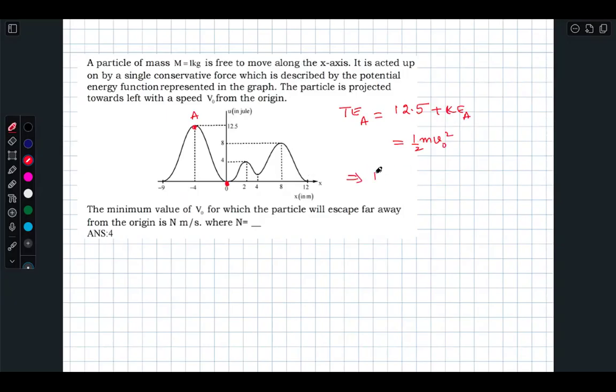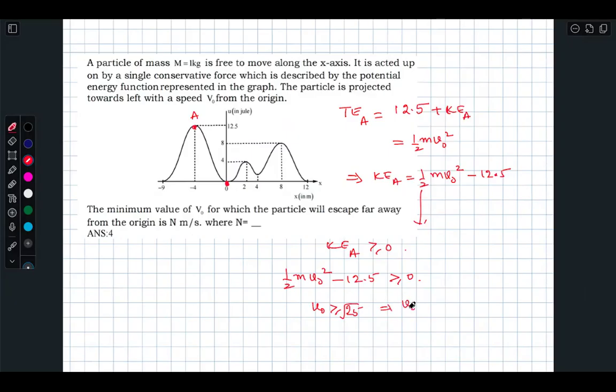Remember, KEA is half m V naught square minus 12.5. To escape, KEA greater than or equal to 0. So half m V naught square minus 12.5 greater than or equal to 0. So V naught greater than or equal to under root 25.